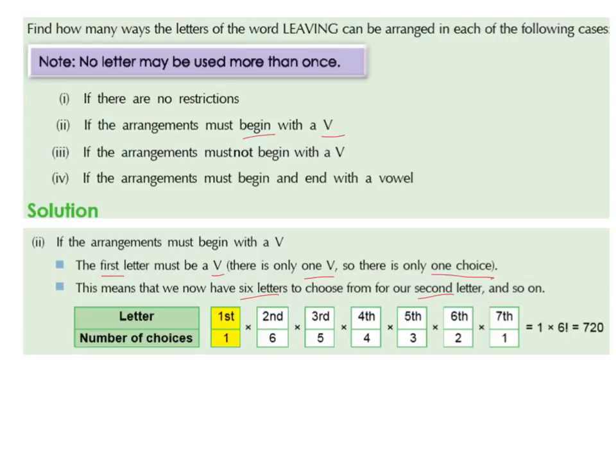So how many ways can the letters of the word leaving be arranged if the arrangements must begin with a V? There are 720 ways that we can arrange those letters.